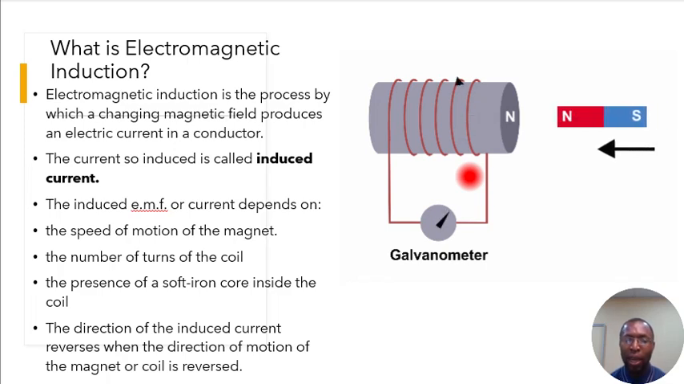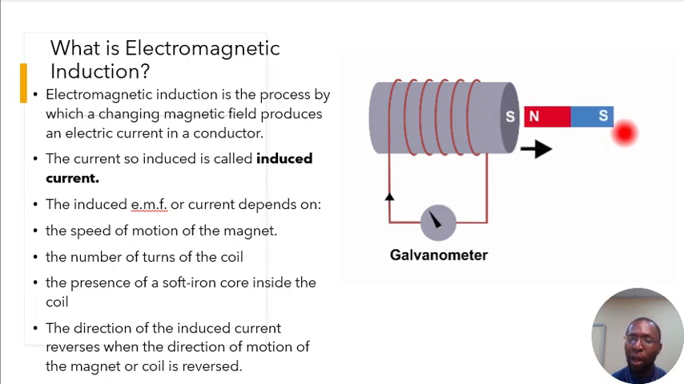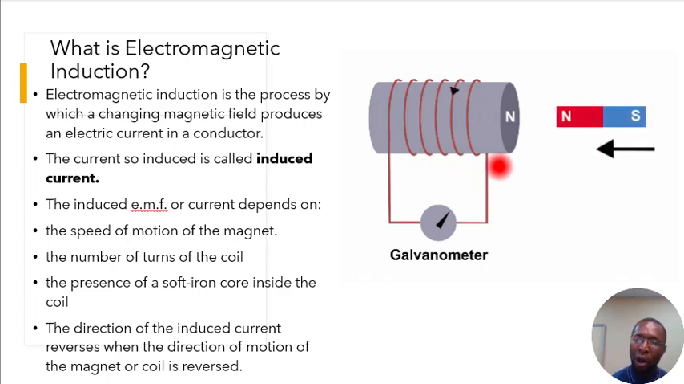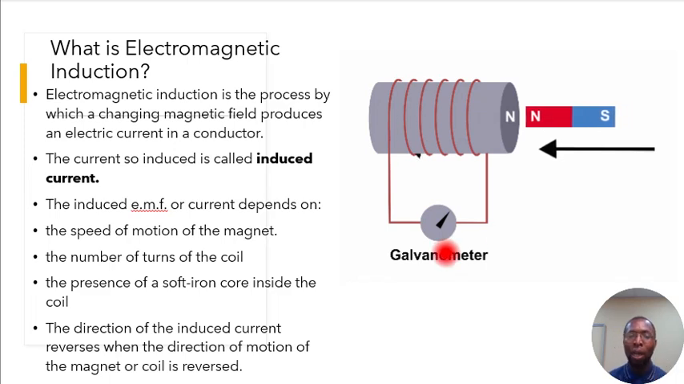All right. Now, the direction of the magnet tells us the direction of the current induced. Now, if the magnet is moving from left to right that you're seeing, now the current induced will move in the reverse direction. You can see in this case now, it's moving from left to right. Now the current is moving right to left. But if it turns the other way around, the current will move left to right. So those are the things about electromagnetic induction, a process where a changing magnetic field produces an electric current in a conductor.